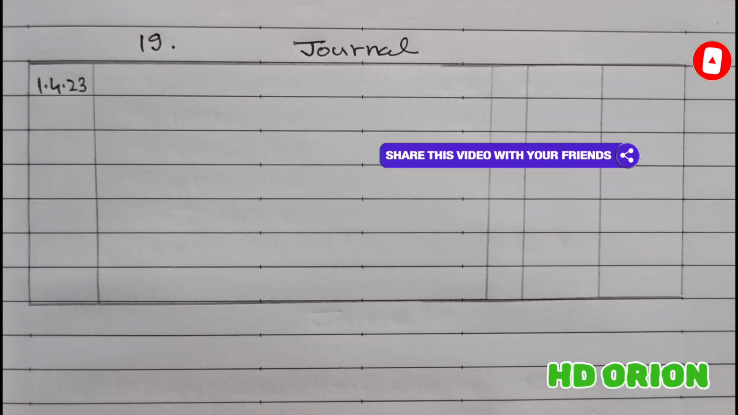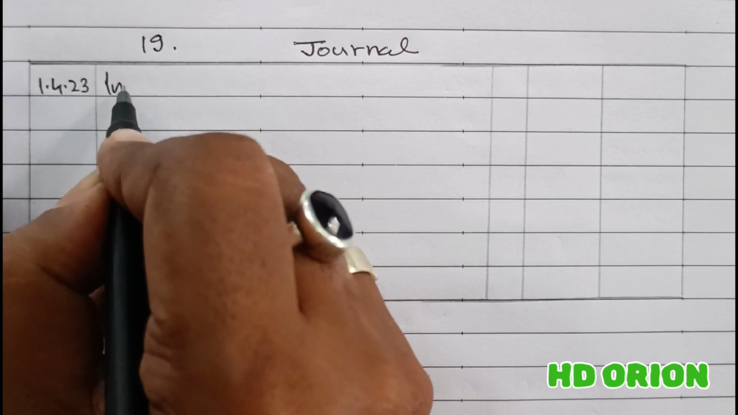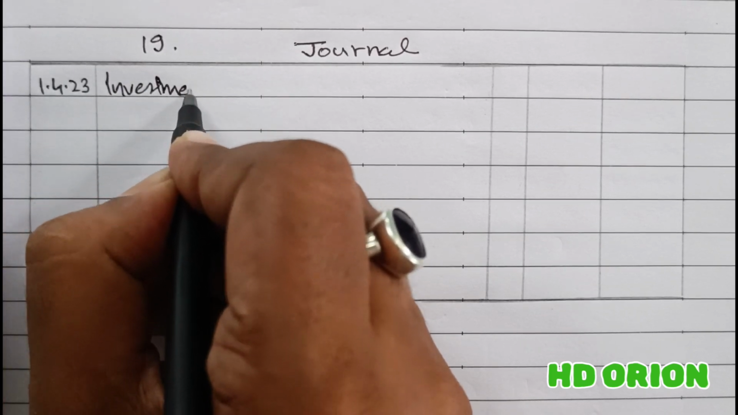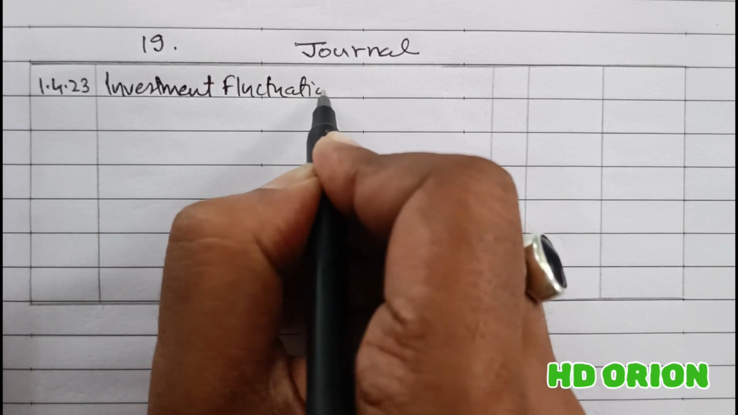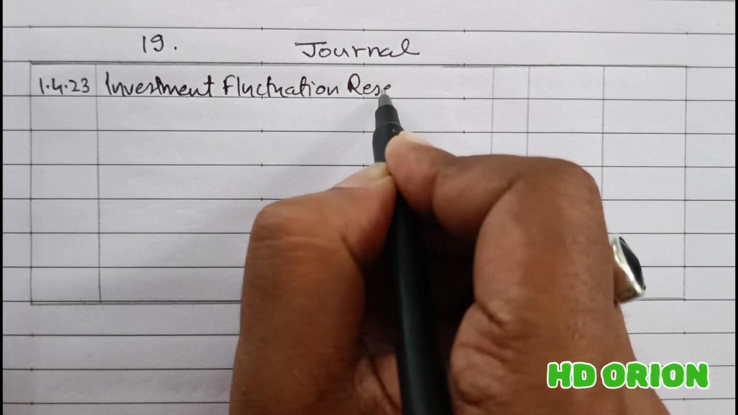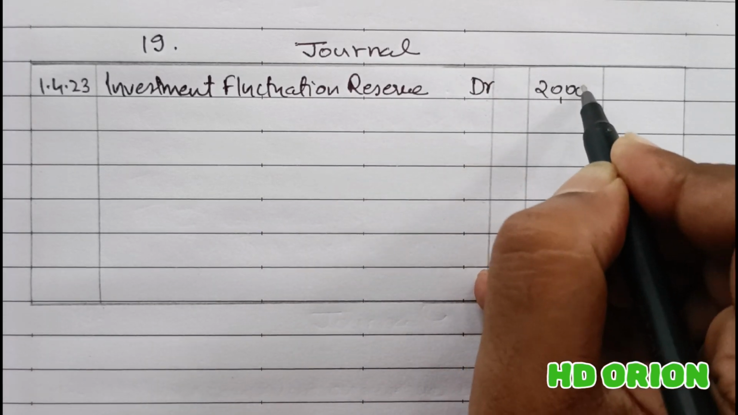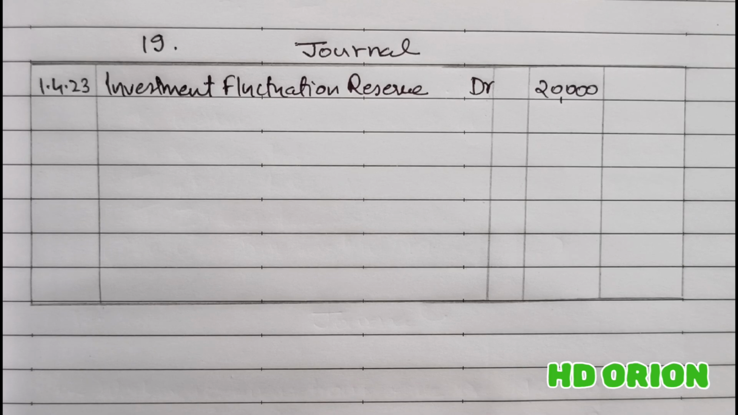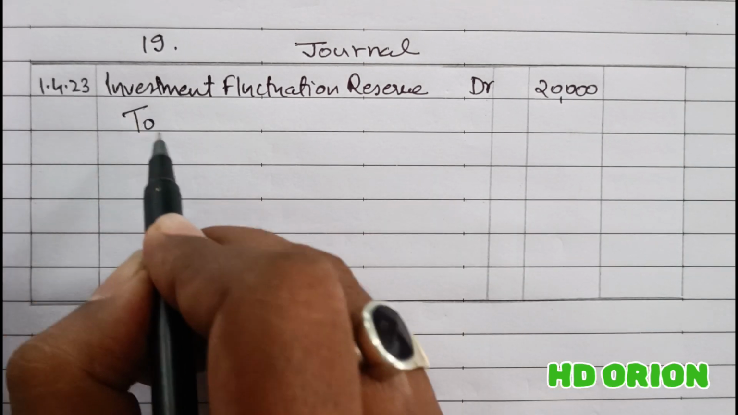So like any other reserve, investment fluctuation reserve is also a credit balance which will be debited and closed. Investment fluctuation reserve. The firm has kept rupees 20,000 for the fluctuations in the investments in the market to absorb the losses of investments. Now there is a loss of rupees 5,000.